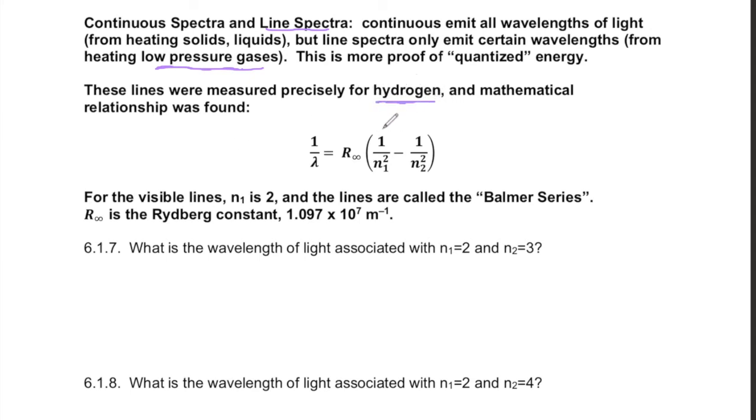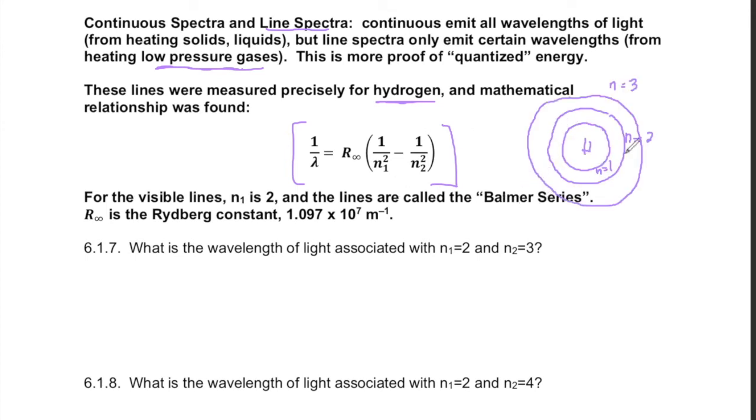Hydrogen is the simplest element, it only has one proton and one electron, and so there are just a very few lines in that line spectrum, and the wavelengths were measured, and this equation was discovered to tell what these different wavelengths are, with n being the energy level of the electron that is on the element.